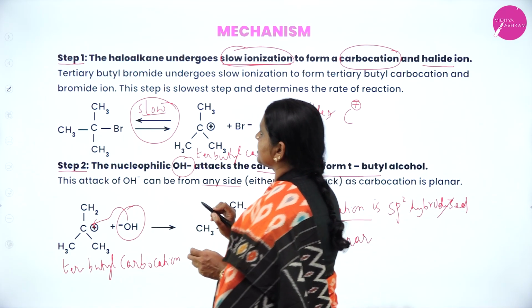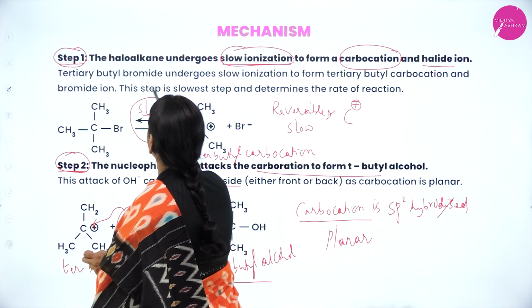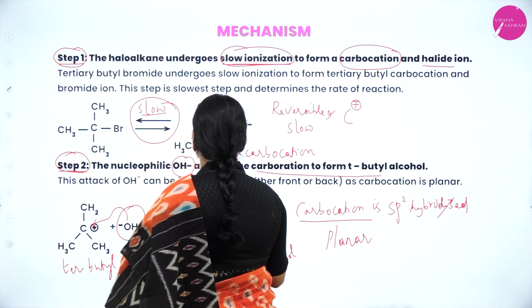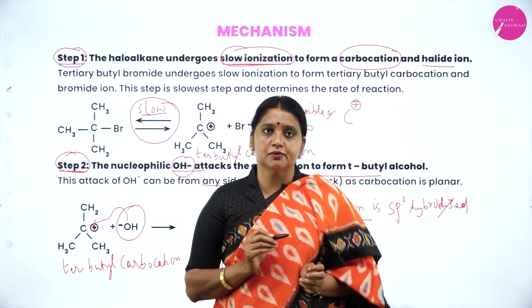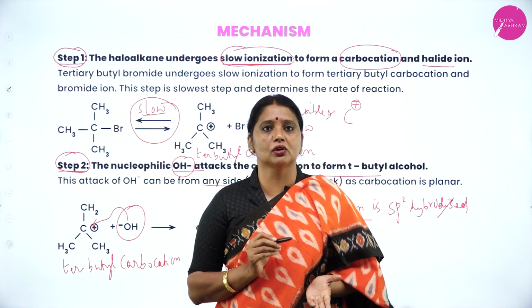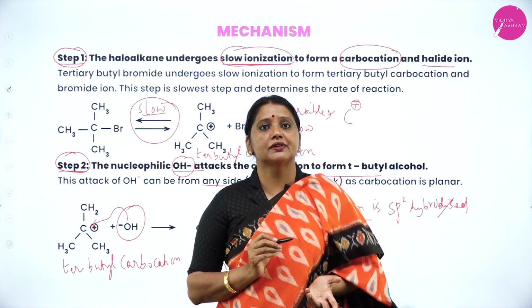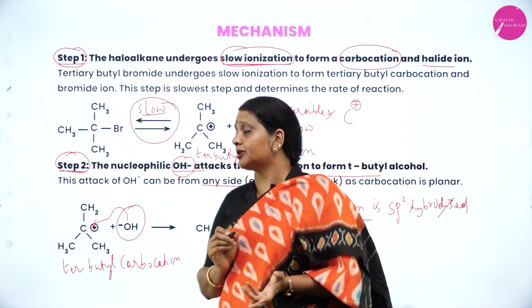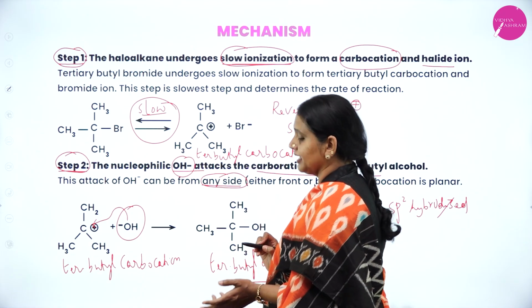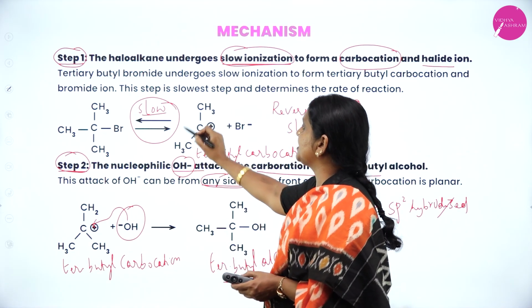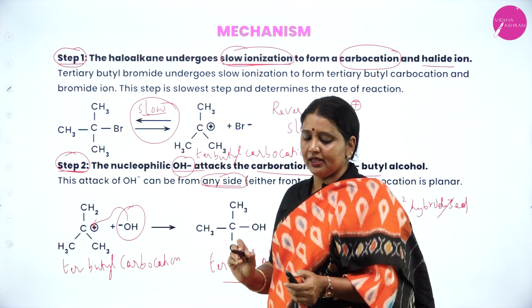Therefore, SN1 mechanism consists of two steps. Step 1 is ionization. Step 2 is attack of nucleophile. Carbocation is sp2 hybridized, therefore it has planar geometry. Attack is possible from any side or any direction. The first step is reversible as well as slow. The second step is irreversible.